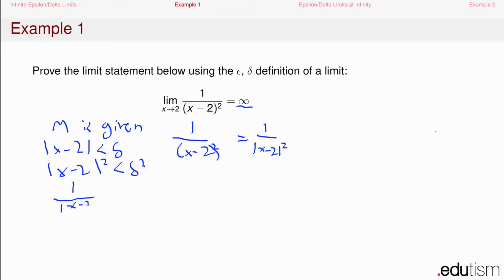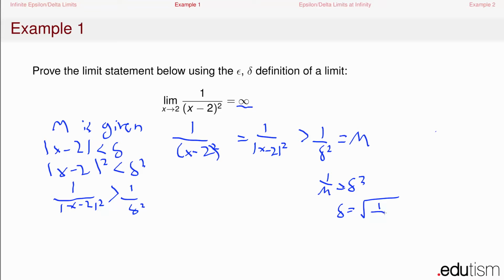So if we take 1 over the absolute value of x minus 2, squared, that's going to be bigger than 1 over delta squared. So f of x here is bigger than 1 over delta squared. So basically we want our m to be equal to 1 over delta squared. Well, if m is 1 over delta squared, we can rearrange this to say that 1 over m is delta squared. So we can pick our delta to be the square root of 1 over m.